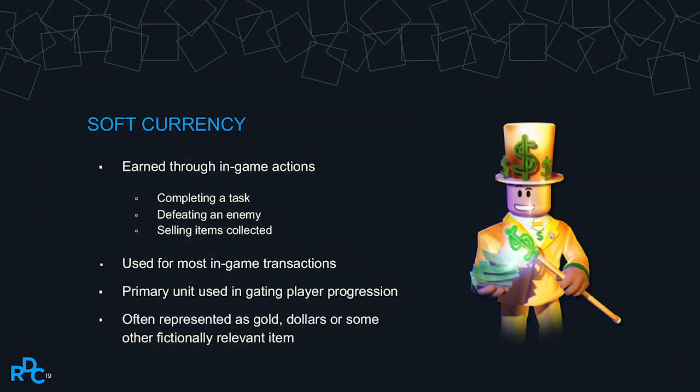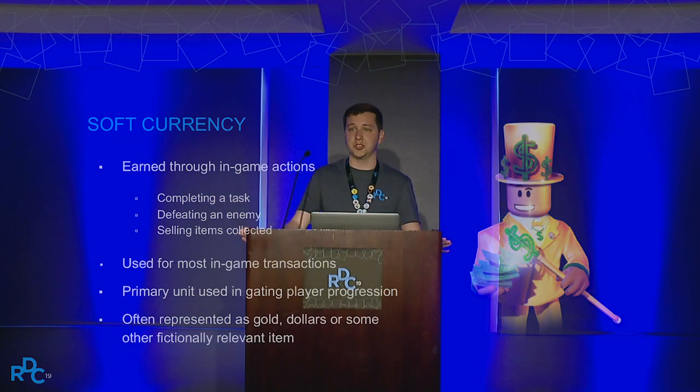So for soft currency, these are always earned through in-game actions. You complete tasks, or you defeat enemies, or you sell items to earn this currency. And they're used for most of your in-game transactions. They're also the primary unit that's used to gate player progression. So in order for Z-Kevin to get that 1,000 coin plunger, he has to earn that currency, right? And so he can't obtain that item until he gets enough currency to do so. And it's often represented fictionally as something very simplistic like gold or dollars.